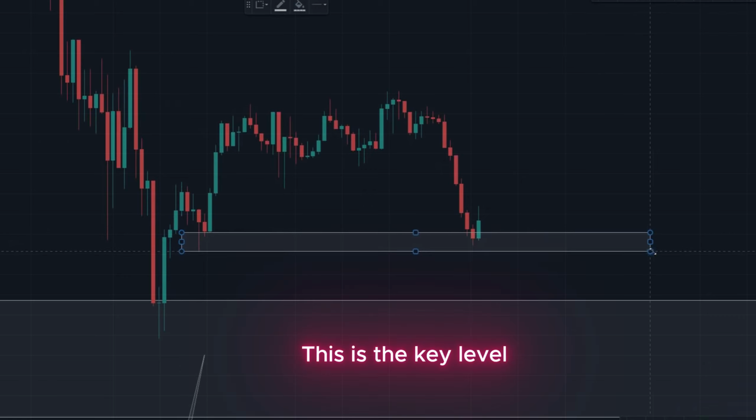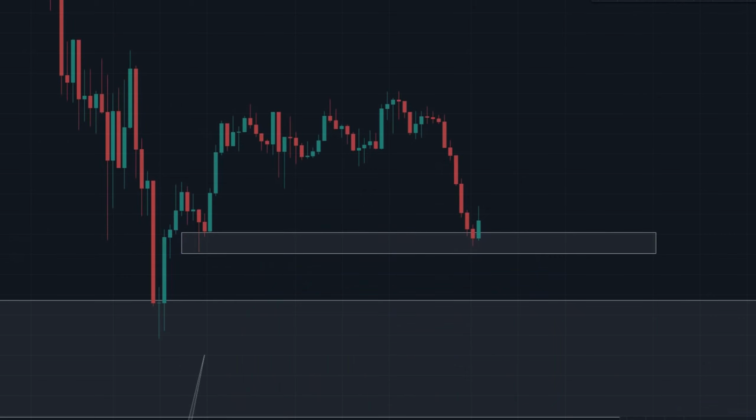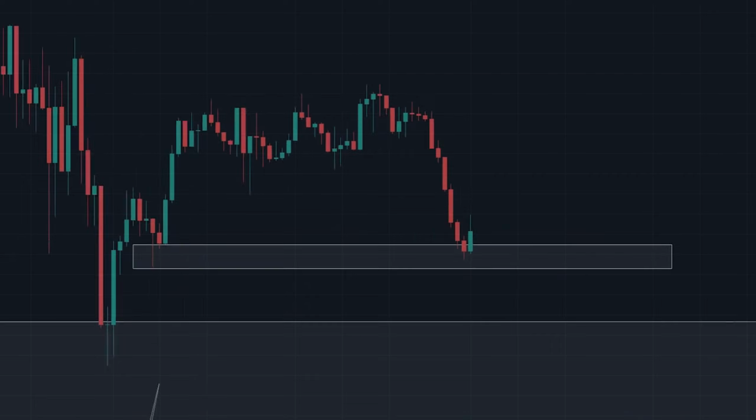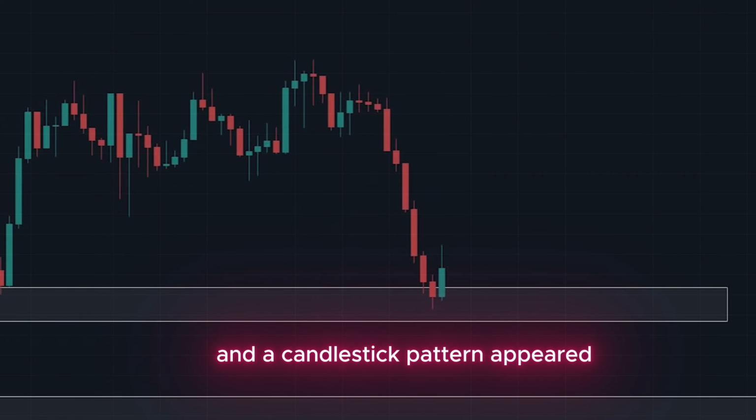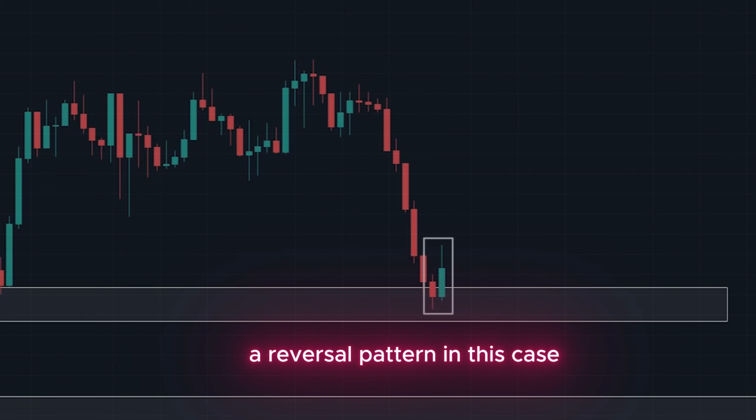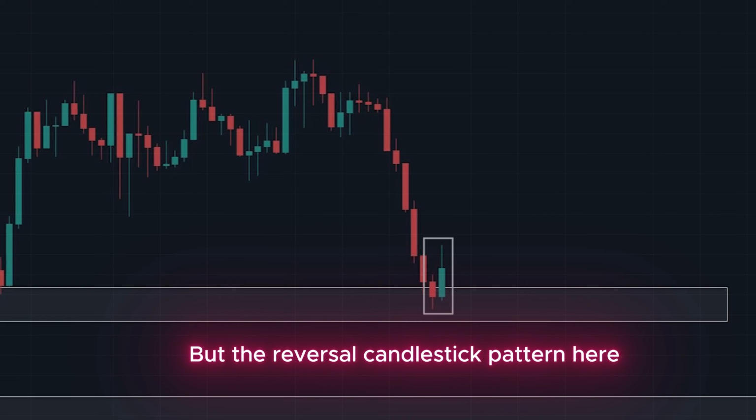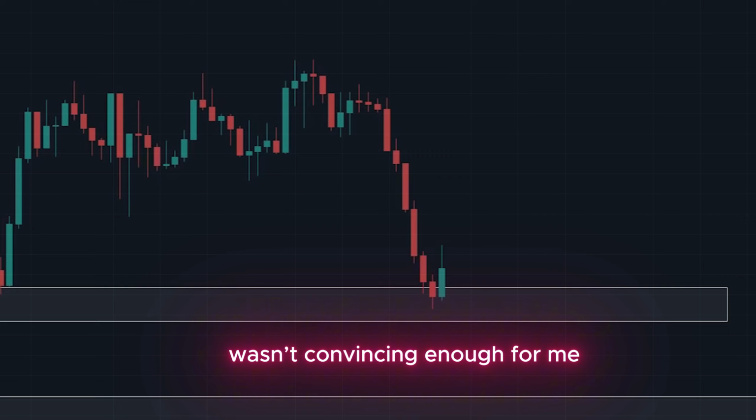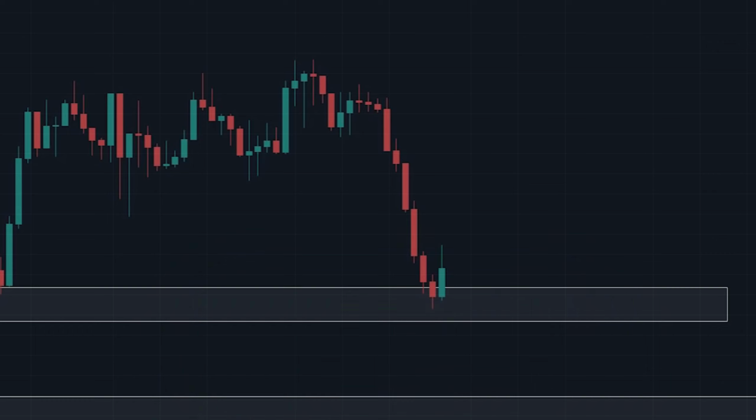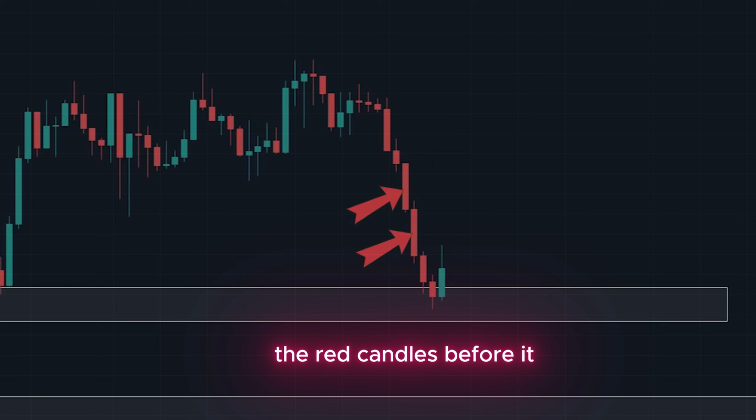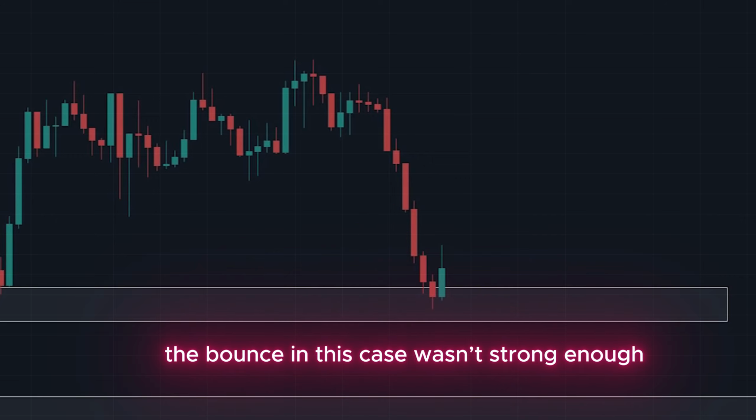This is the key level of this uptrend. The price returned to the key level, and a candlestick pattern appeared. A reversal pattern in this case. But the reversal candlestick pattern here, an engulfing pattern in this case, wasn't convincing enough for me. Because this green candle has a tiny body compared to the red candles before it. So I thought the bounce in this case wasn't strong enough.